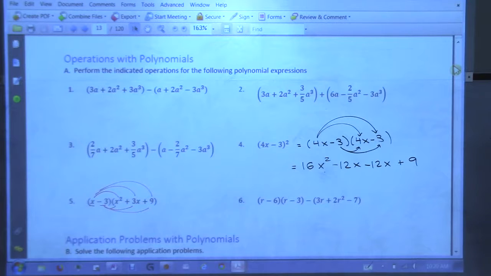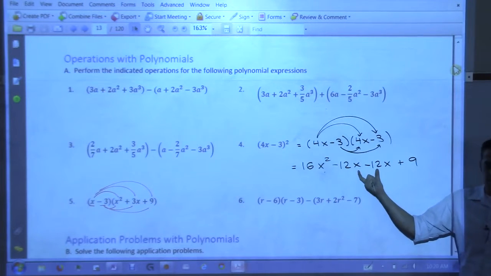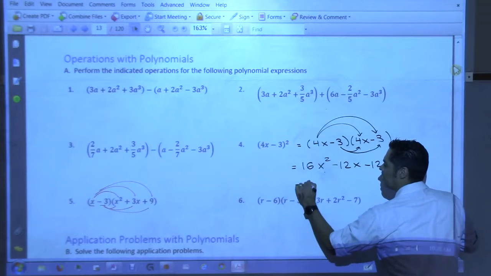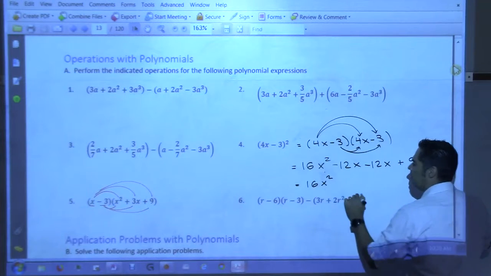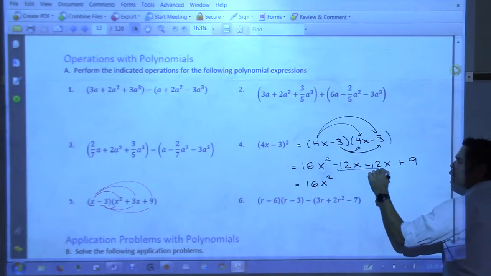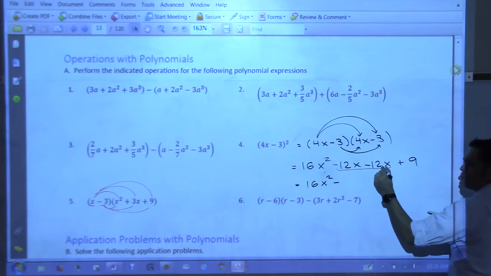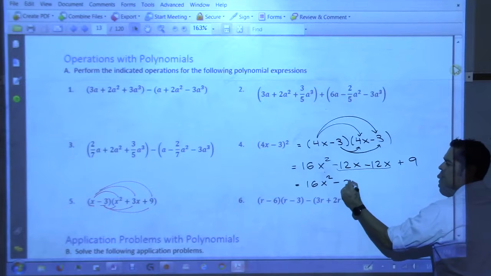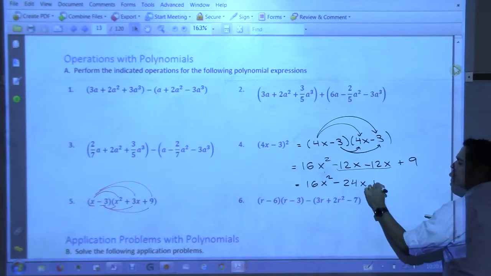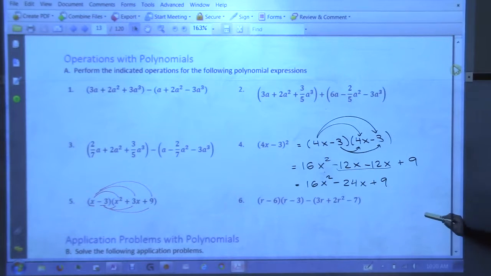So plus 9. Now there's one more step that Diego needs to do, and that is add like terms together. So these are both x's. We can put these together. So we've got 16x squared. And what is this together? Negative 12x minus 12x again is negative 24x plus 9. And we are done.